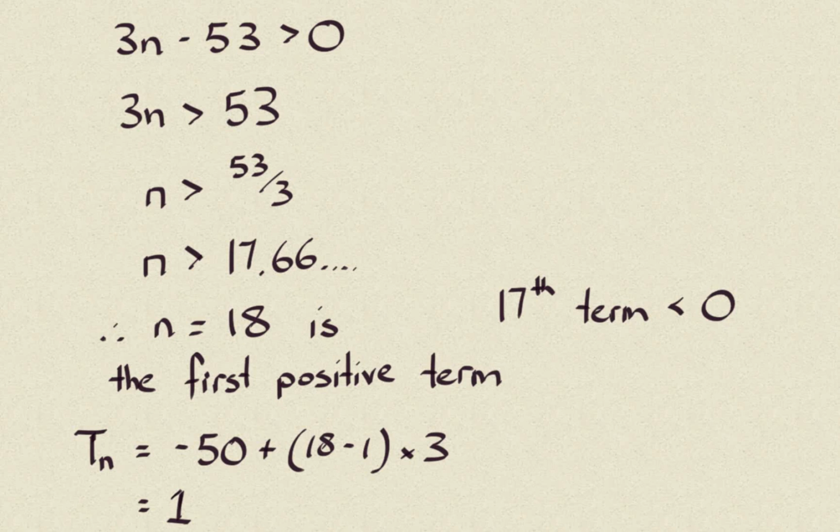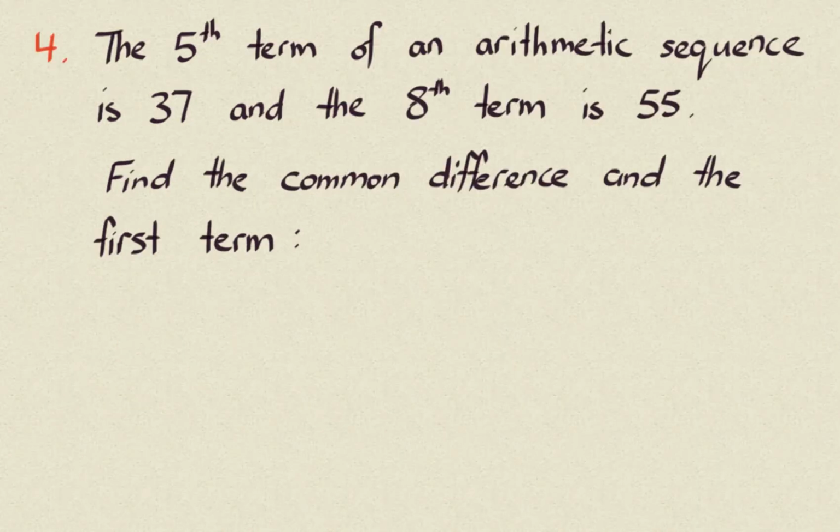Okay, final example. The fifth term of an arithmetic sequence is 37, and the eighth term is 55. We need to find the common difference, d, and the first term, a. So this one's a bit tricky. We've got two things to find, but we do have two pieces of information. So that looks good. So what do we know? Well, let's start with our first bit of information, the fifth term. So that's T5.